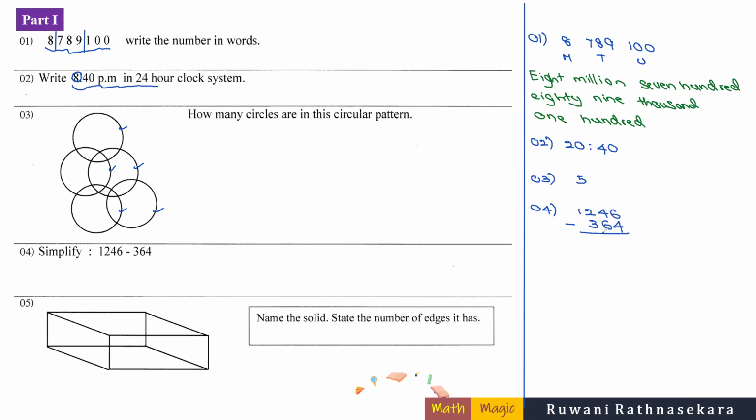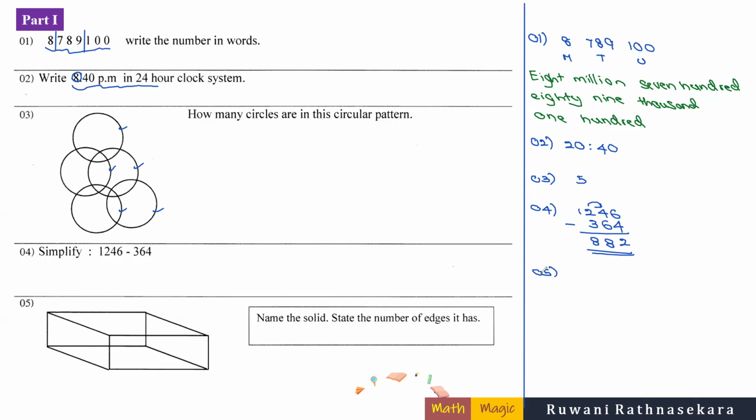6 minus 4 is 2. You ask for 1. 14 minus 6 is 8. 11 minus 3 is 8. It's 882. Then the fifth question.